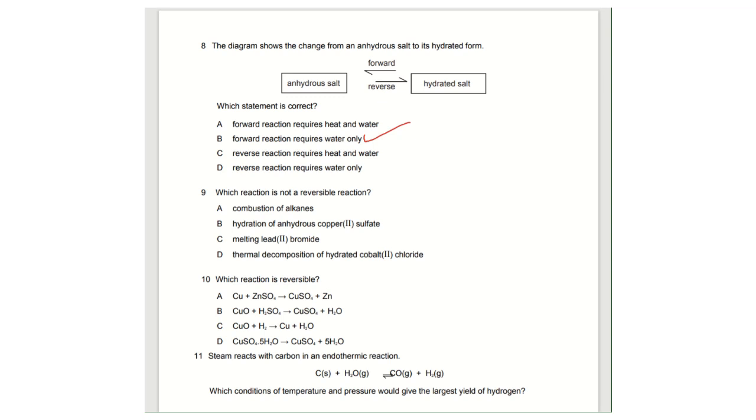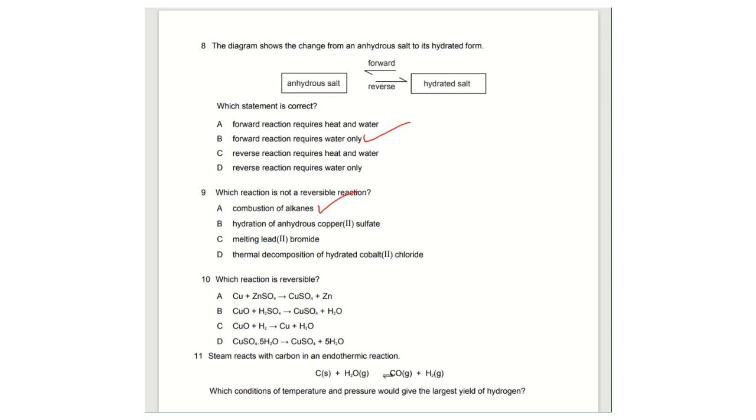Which reaction is not a reversible reaction? Combustion of alkane, not reversible. Hydration, reversible. Melting lead bromide, the melting process is always reversible. After melting, if you stop heat, it will solidify again. Thermal decomposition of hydrated copper chloride can be reversed. So the choice is A.